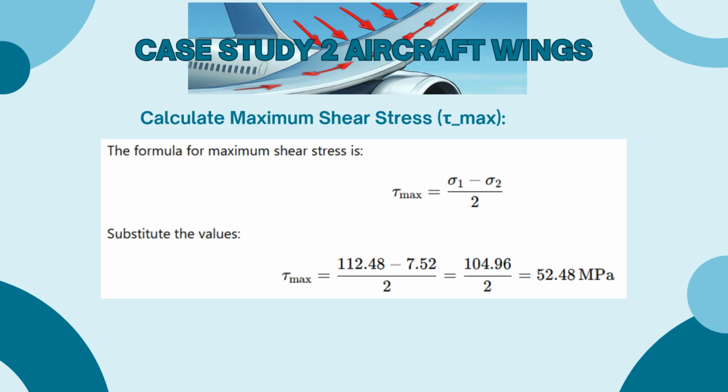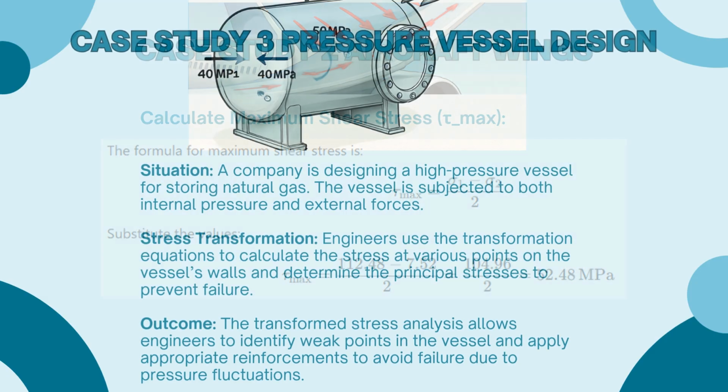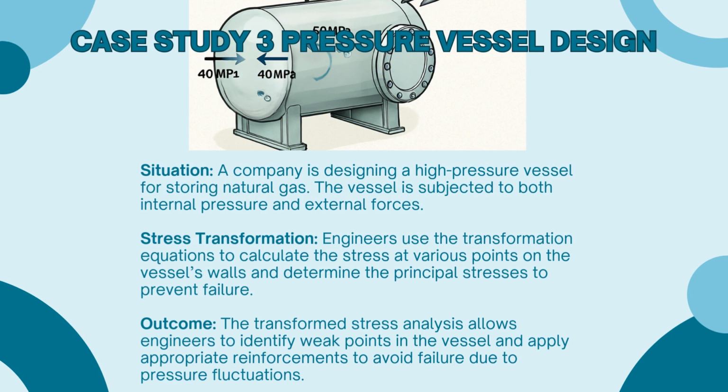Now, let's calculate the maximum shear stress, tau_max, for the aircraft wing. Substituting the principal stresses we calculated earlier, sigma 1 equals 112.43 megapascals, sigma 2 equals 7.52 megapascals. This maximum shear stress is important for assessing potential shear failure in the aircraft wing material.